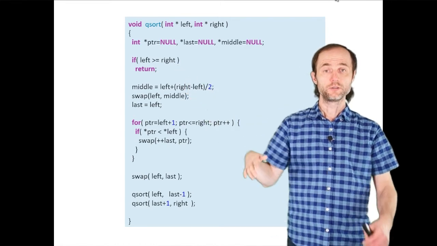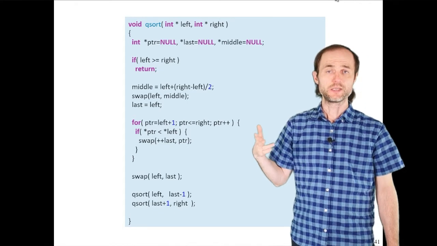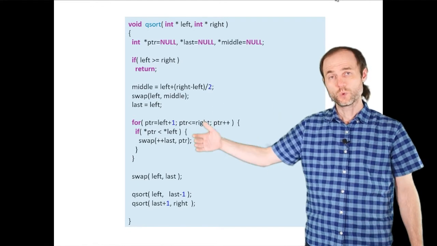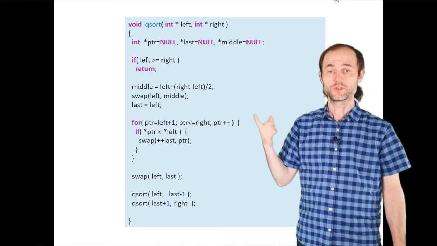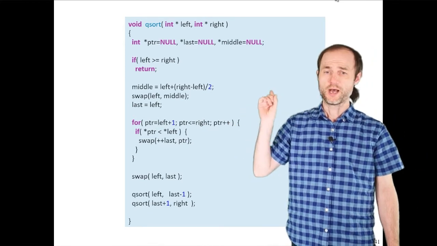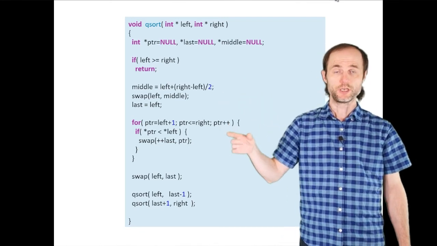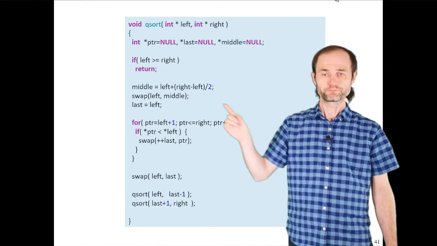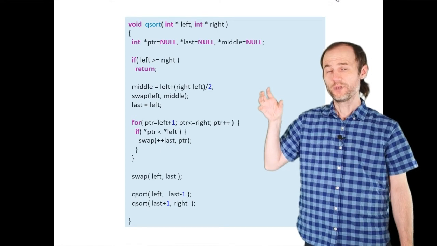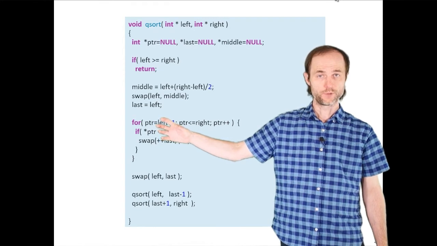So if the left pointer is greater than the right pointer, then it doesn't make any sense, because the left one is supposed to be less than the right one. So then we will get out of here, not going to change anything. Something is wrong. Then we will introduce this dividing element, which we'll pick to be the middle element between the left and the right element. Then what we're going to do, we will take the middle element and we're going to put it at the beginning of the array.